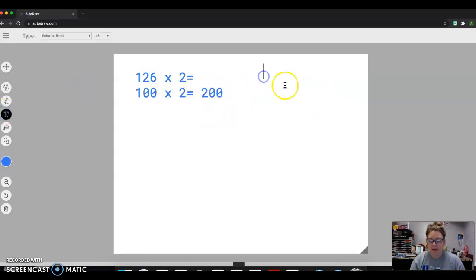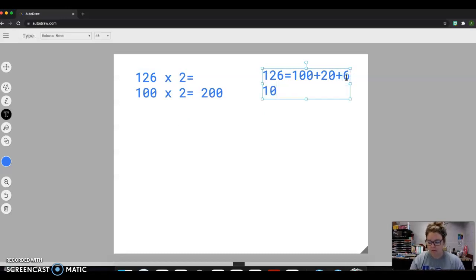Okay, but now let's use partial products to solve this problem. So we know that 126 is the same thing as 100 plus 20 plus 6. We just wrote this number in expanded form, okay? So now what we can do is take each one of these and multiply them by 2, all right? So let's do that right here.